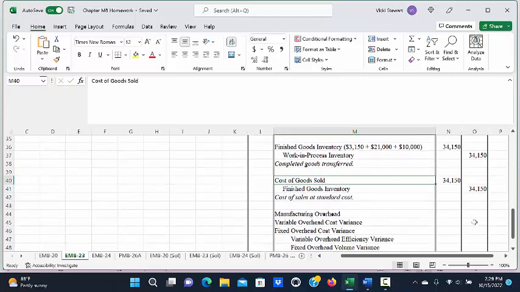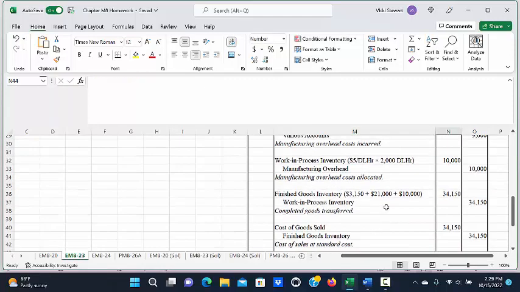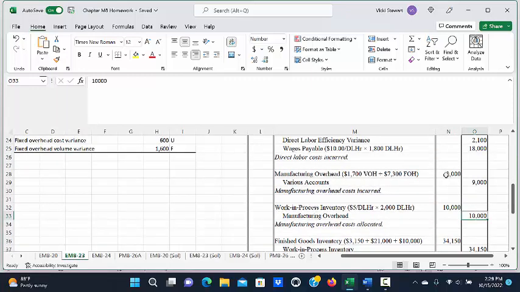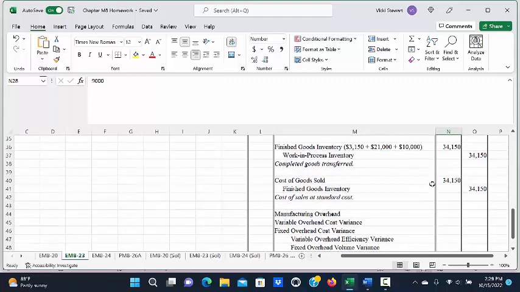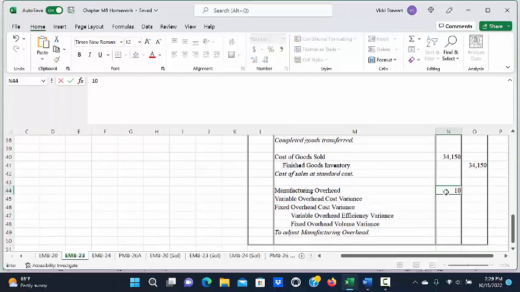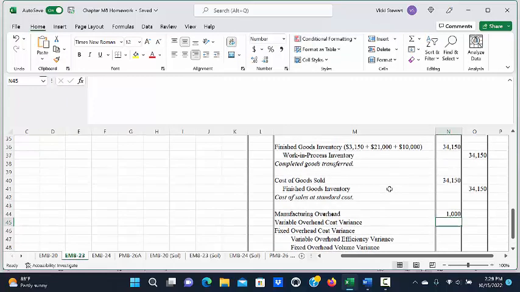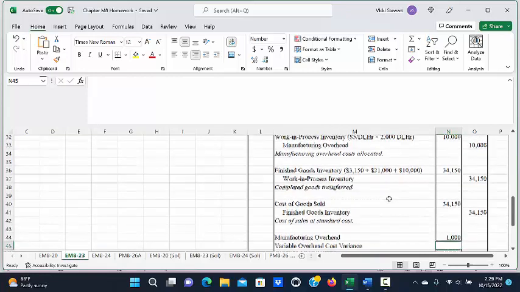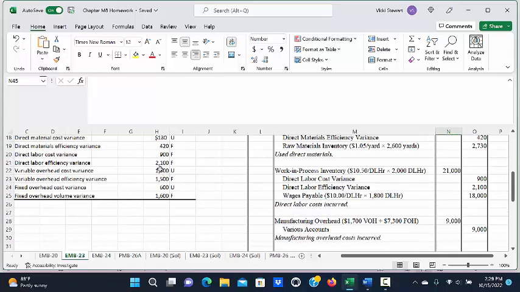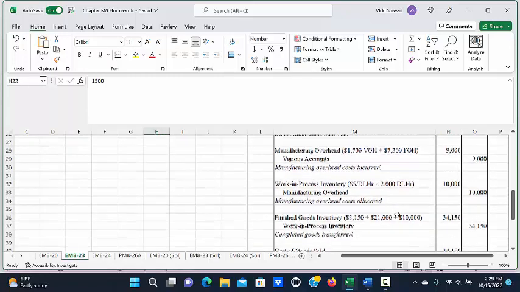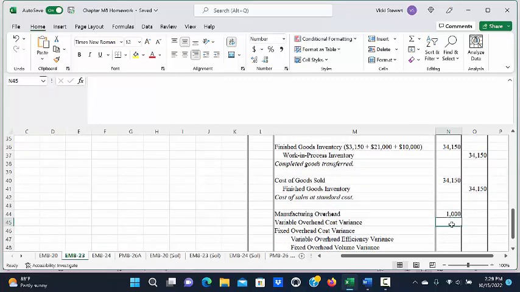Next, we're going to close out the manufacturing overhead account. So manufacturing overhead was actually over allocated by $1,000. We only incurred $9,000 and we allocated $10,000 using the standard costing. So we would need to debit manufacturing overhead for $1,000 for the over allocated amount. Next, we would debit variable overhead cost variance and fixed overhead cost variance based on the information that we were given in the problem. Both of those were unfavorable, $1,500 for variable and $600 for the fixed cost. So debit both of those.